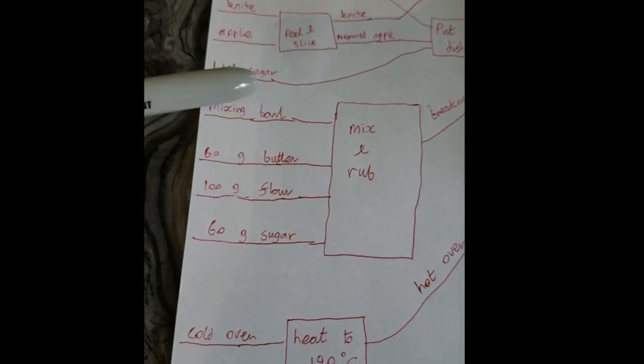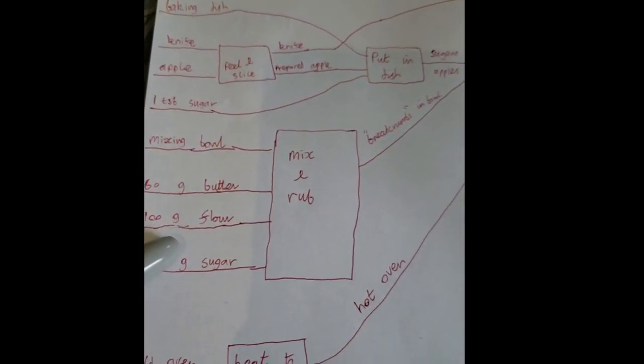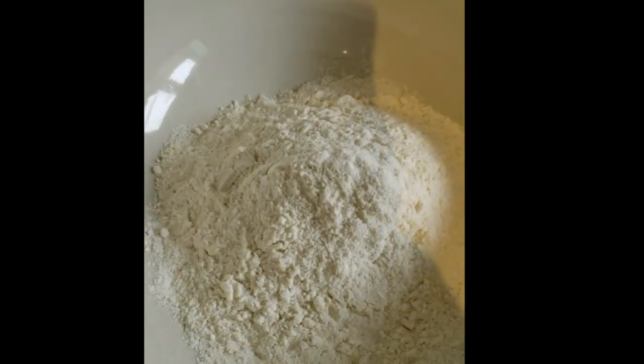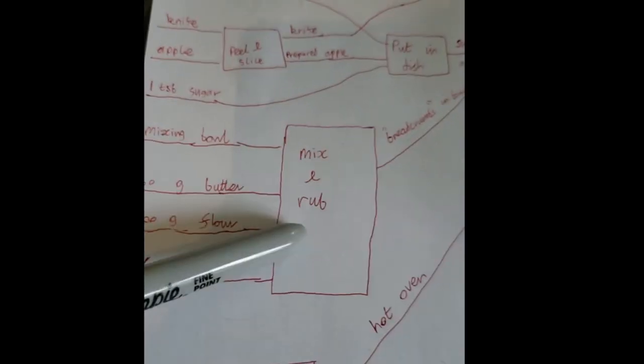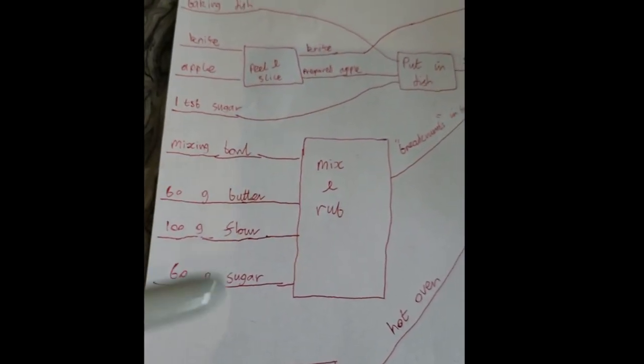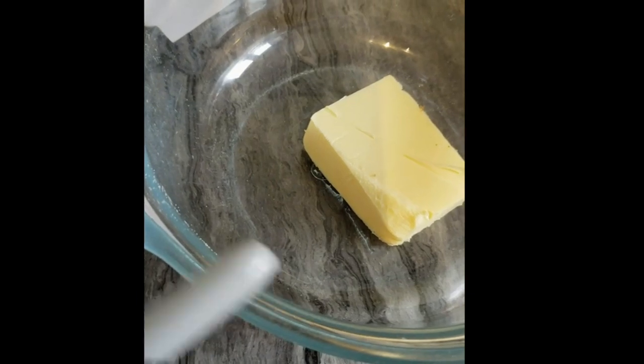So what we need to do this is we need a mixing bowl and we need some butter. I'm using about 60 grams of butter, and we need some flour. So it's about 100 grams of flour there, and about 60 grams of sugar. And so we're going to do this function, which is going to take these inputs, and hopefully it's going to output this kind of breadcrumb mixture, which is then going to be in this mixing bowl.